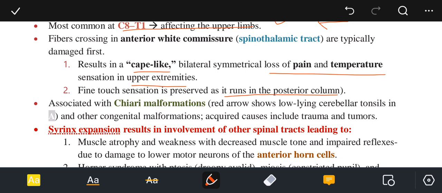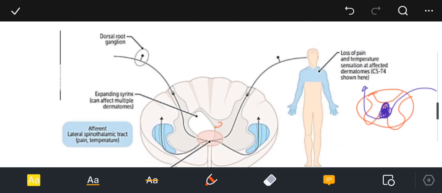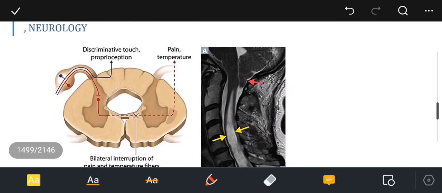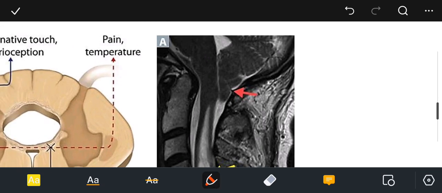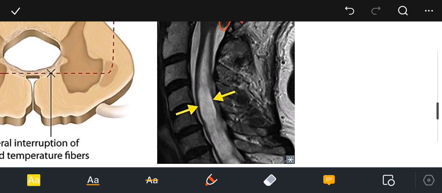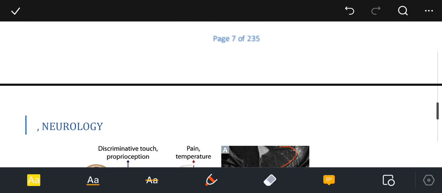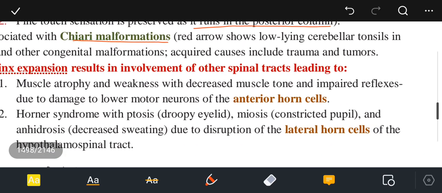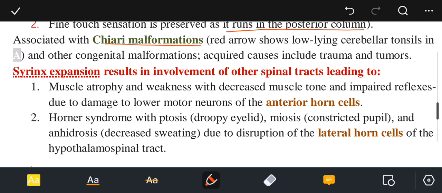Associated with a Chiari malformation. Chiari 1 malformation: the red arrow shows the low-lying cerebellar tonsil in A. Here you can see this is the cerebellum, and the cerebellar tonsils are lying low. They are not supposed to be that low. Later on we have this central canal cavitation, this white cavitation present inside the spinal cord. Besides the tonsil and other congenital malformations, acquired causes include trauma or tumors.